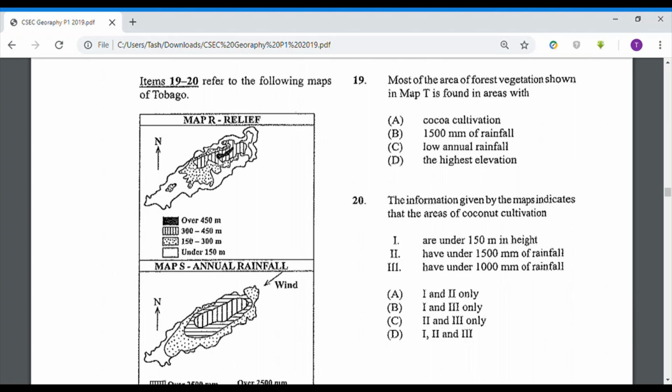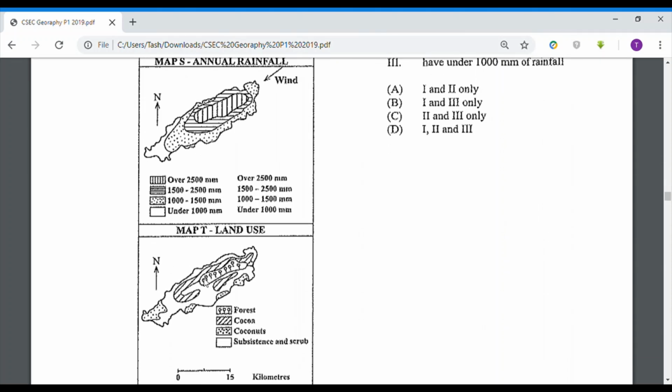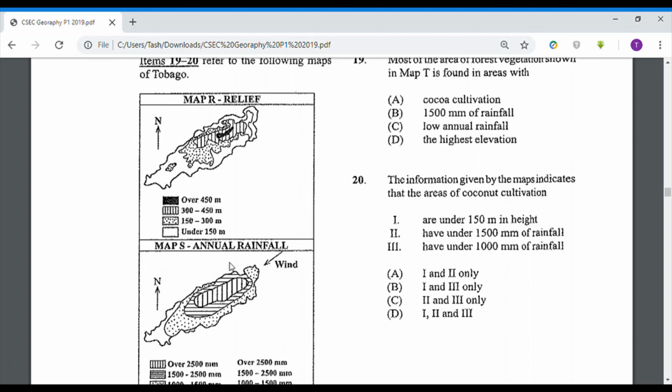So we would look at the relief map, and this section here, highest elevation, is over 450 meters or 300 to 450 meters. So our area that we are using for the forest is right at the top here, which, yes, it is the highest area of elevation. So our answer for number 19 would have been D.